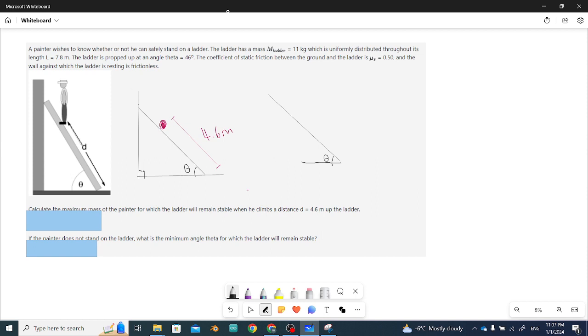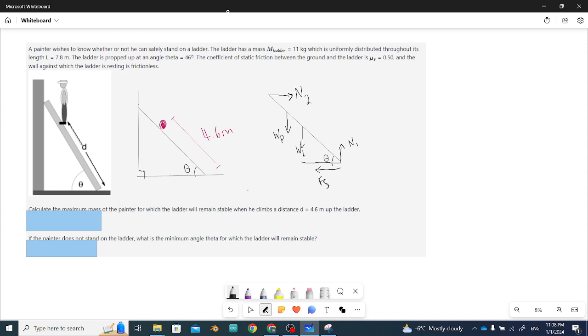Now in the isolation diagram, we basically draw all the forces. So the first force here is, I'm just going to call that N2. It's the normal force from the wall onto the ladder. Now we also have the weight of the painter, WP. We also have the weight of the ladder itself, WL. And at the bottom we have the ground pushing up on the ladder, so I'm going to call that N1. And we also have a frictional force that they talked about, which I'm going to call Fs.